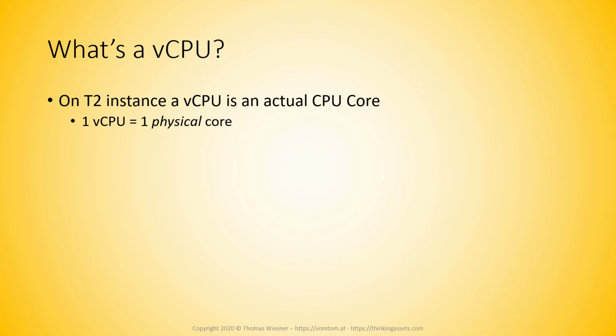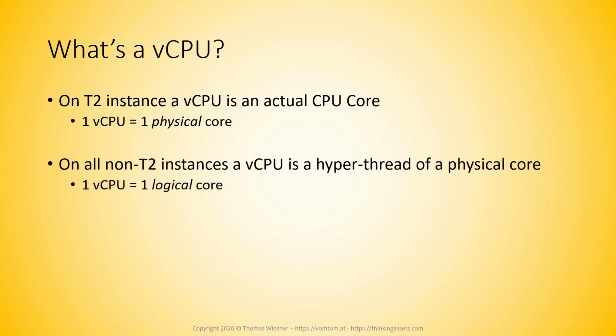On T2 instances, families that start with T2, a vCPU is one physical core. So if you get one vCPU, then the hypervisor will take care of assigning you one physical core on the machine that you're working on. So if they have an octa-core system and you get one CPU, one of the cores is for you. On all non-T2 instances, a vCPU is a hyperthread of a physical core. So it's mainly a logical core.